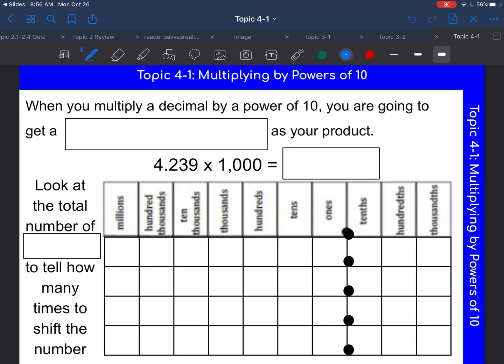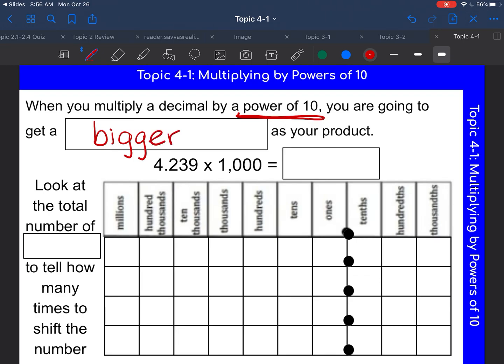When you multiply a decimal by a power of 10, are you going to get a bigger number as your product or a smaller number as your product? When I say powers of 10, I mean like 10, 100, 1,000, 10,000. Are you going to get a bigger or a smaller number? You're going to get a bigger number.